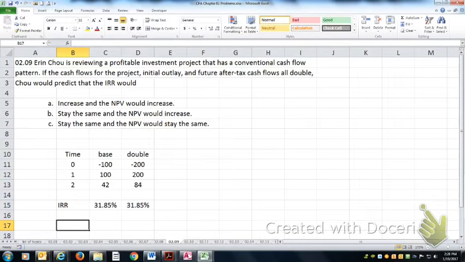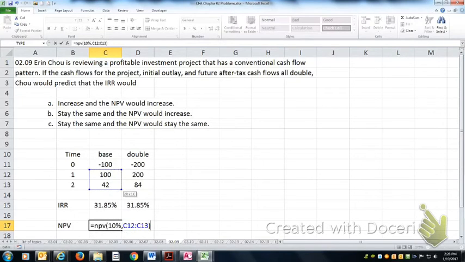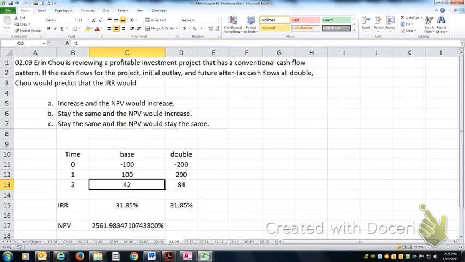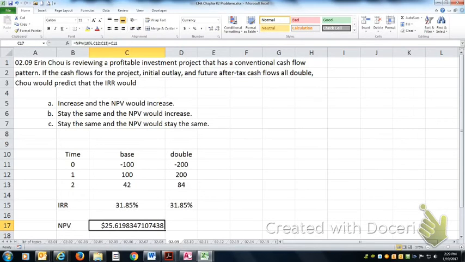And the answer is yes, it would. Let me pick an NPV. I'm going to use 10% as the discount rate, and then take the present value of the time 1 and time 2 numbers, and then net that with the time 0. Set that equal to currency and take some of those numbers off of there. Bring this back to a reasonable size.